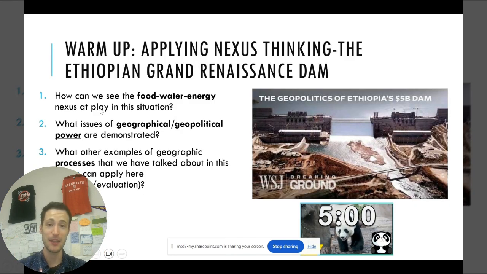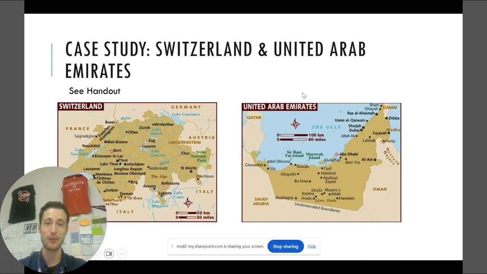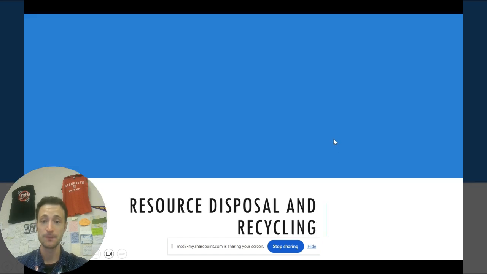We also had the Ethiopian Grand Renaissance Dam. We did a current event and talked a little bit about it. You've got to know some specific examples of how different countries are being impacted and how their food security, water security, and energy security are going to be impacted, because you might be asked to talk about a specific country you learned about.